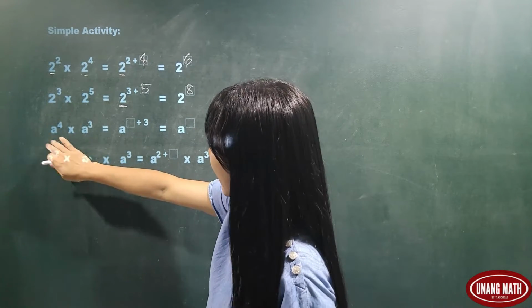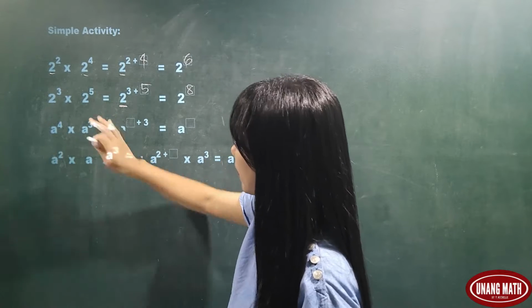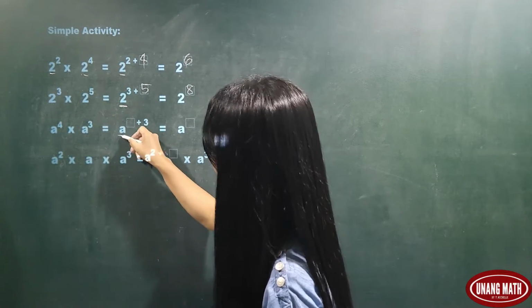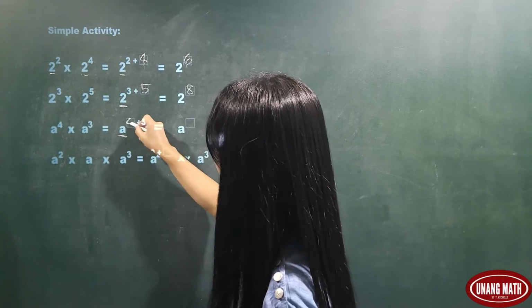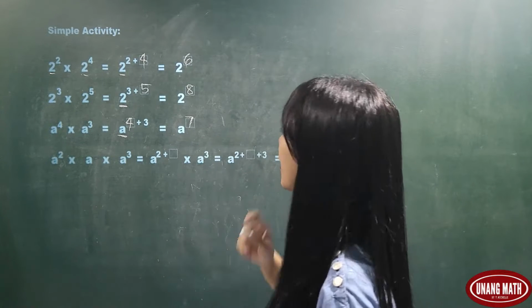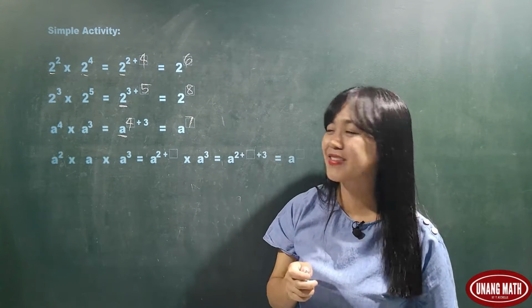Okay, next. A raised to the power of 4 times A raised to the power of 3. Same bases. Copy A. Then 4 plus 3. So this is 4 plus 3. So our exponent is 7. So A raised to the power of 7.